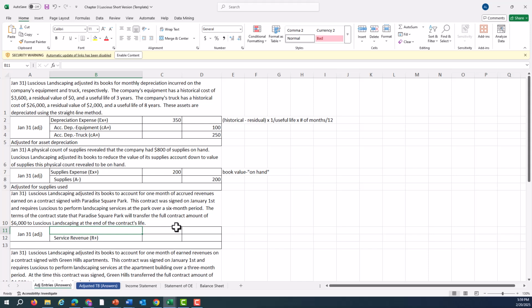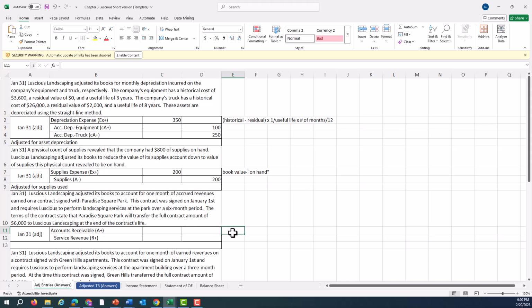Even if they ended this contract early with us, we would still be going to Paradise Square Park and saying, hey, we did a whole bunch of landscaping work for you. You don't owe us the full $6,000, but you owe us something because we met a bunch of obligations of the contract that we signed to you. And since they owe us stuff, we're going to receive payments in the future. We're entitled to it. So the debit is accounts receivable. And that is going to be for the portion of the contract that we've actually earned the revenues on.